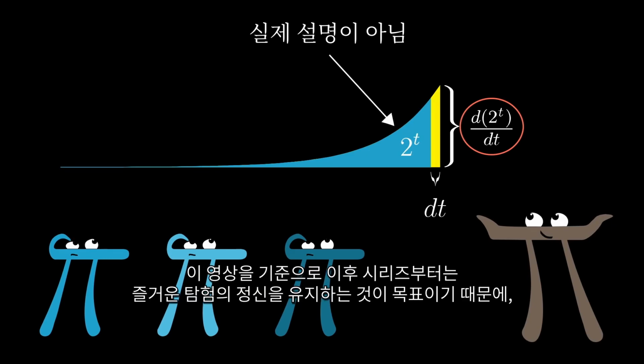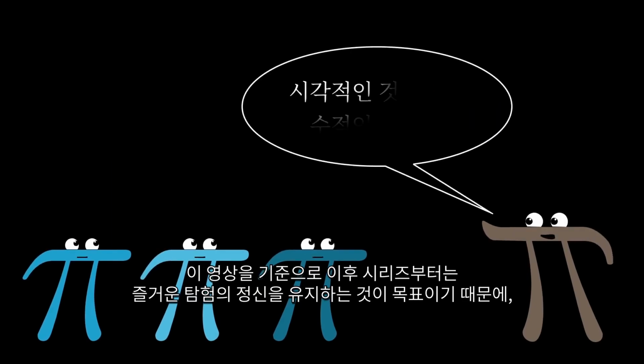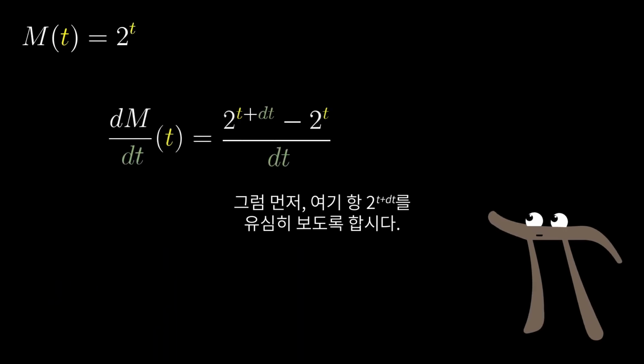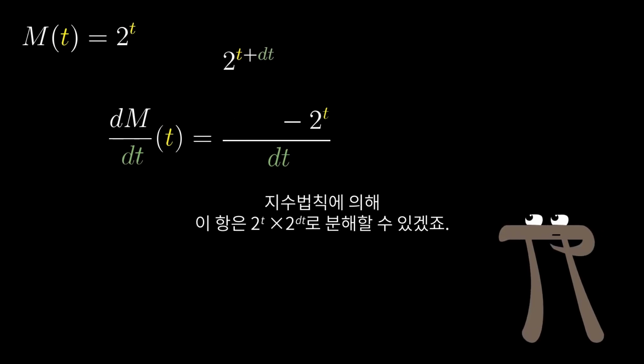And while the goal here, as with the rest of the series, is to maintain a playful spirit of discovery, the type of play that follows will have more to do with finding numerical patterns rather than visual ones. So start by just taking a very close look at this term, 2 to the t plus dt. A core property of exponentials is that you can break this up as 2 to the t times 2 to the dt.